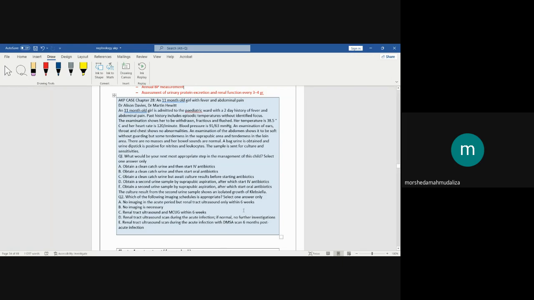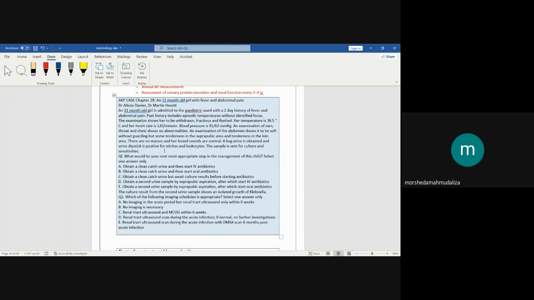Here, as appropriate, we will take a second urinary sample by suprapubic aspiration, after which we start oral antibiotics. If we take this, we can immediately understand from the dipstick test whether UTI is there or not. All the things are in favor of UTI: nitrite, leukocytes already positive. But in an 11-month-old, midstream urine sensitivity and specificity is not appropriate. It's low. So we cannot rely on the leukocytes and nitrite dipstick test only. We have to go through a urine sample as well, and then we start.